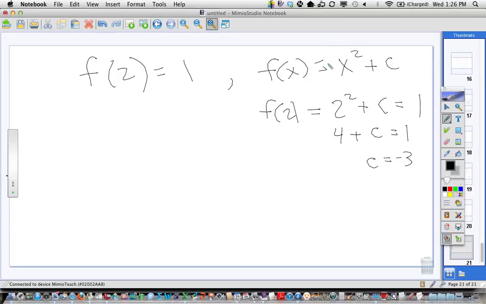Now, I'm not saying you have to do that much work. I'm sure you could have said 2 squared is 4, 4 plus c is 1. You could have done those in your head, probably. But I do think it's a good habit to get into showing some of this, because as we get into harder problems, it gets pretty important to show that.